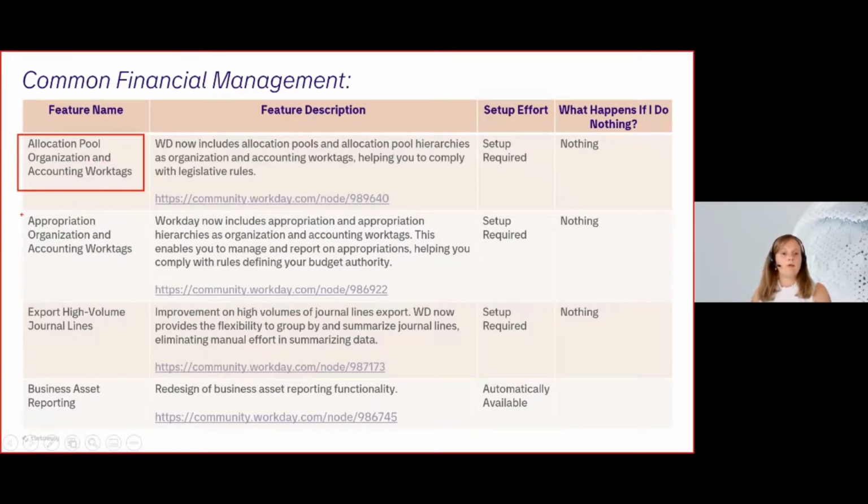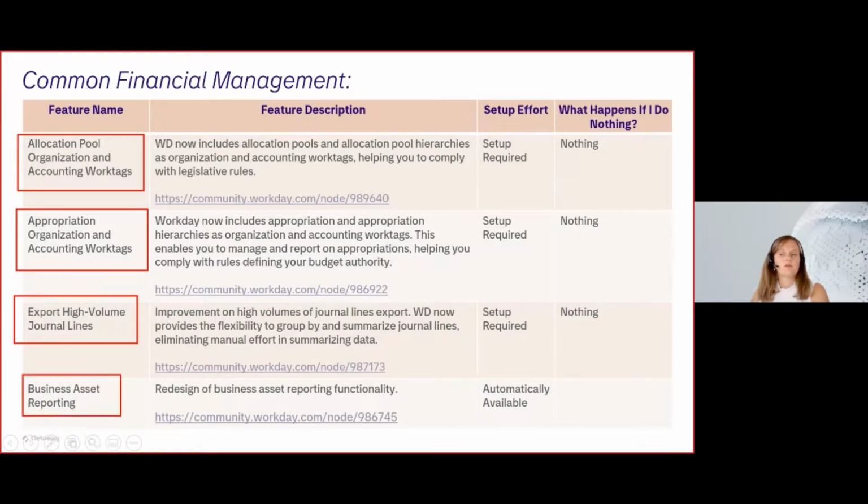Then Workday now also includes appropriation and appropriation hierarchies as organization and accounting work tags, and this enables you to manage and report on appropriations, helping you comply with rules defining your budget authority. Then Workday continues to improve how you export high-volume journal lines, and with this release, Workday also redesigns business asset reporting functionality. It streamlines the general ledger reconciliation process by now enabling you to report on asset accumulated depreciation details, cost details, depreciation lines, and journal lines.